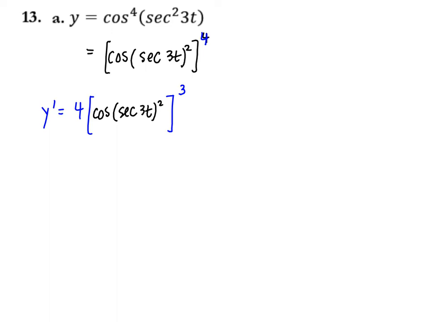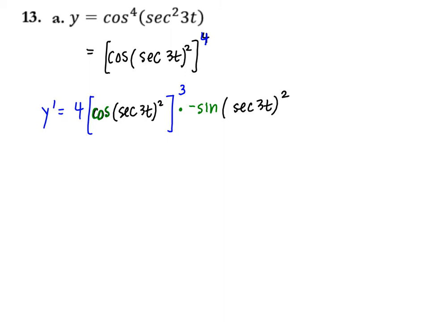So when we look inside this stuff, so we're looking just at the black function, we want to differentiate that. The outside of the black function now is cosine. So we can take the derivative of cosine. The derivative of cosine is negative sine. Leave the inside alone. That's the secant of 3t squared.